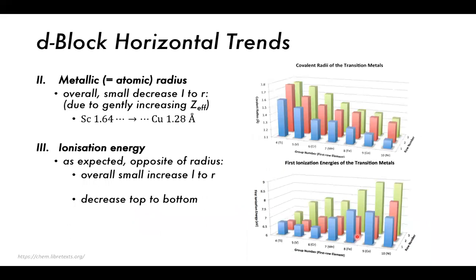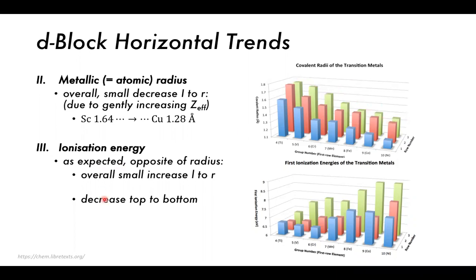So for metallic, i.e. atomic radius, there is an overall small decrease from left to right due to the gently increasing Z effective, the effective nuclear charge. As we increase the effective nuclear charge felt by those d electrons, they're being pulled closer towards the nucleus, which means that they're contracting. And you can see that here: row number 1, general decrease, row number 2, general decrease, row number 3, general decrease as well.